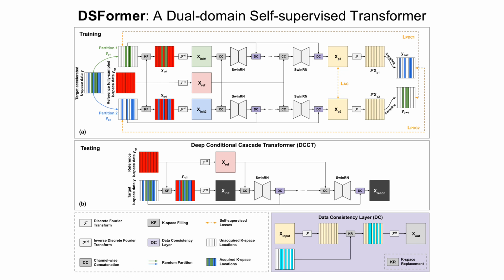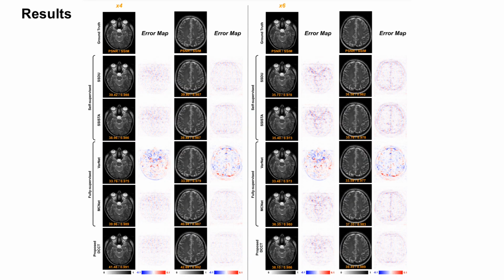To enable self-supervised training without fully sampled data as training ground truth, during training, we randomly split the undersampled data into two partitions and have parallel reconstruction. If the reconstruction network can produce high-quality images, those reconstructed images should be consistent in the image domain, thus providing the image domain self-supervised loss. The k-space data of the image predicted from the first partition should be consistent with the other partition, and vice versa, thus providing the k-space domain self-supervised loss.